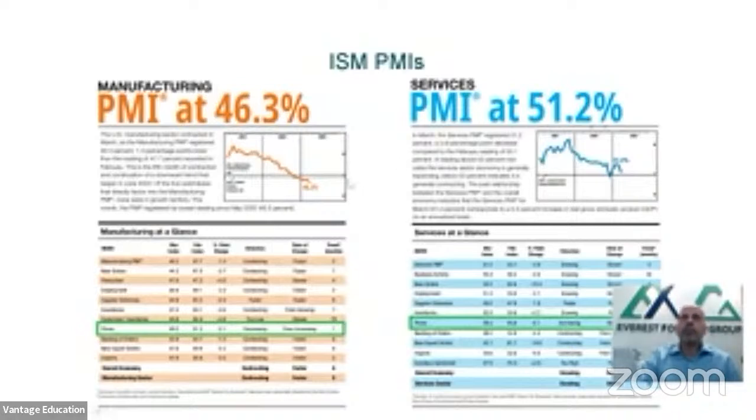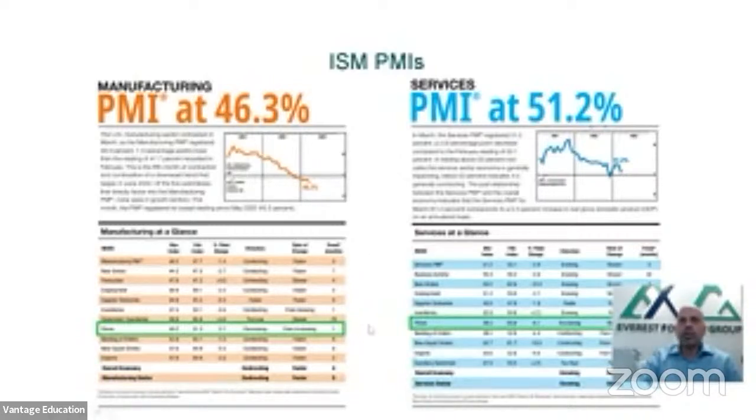What we mean is manufacturing is actually contracting. As you can see, we had a reading of 46.3, which is below the 50% level. So that means it is in a region of contraction, whereas the services sector has been printing above 50% for the last 3 months. Although we had a drop in the month of March, it is still expanding.